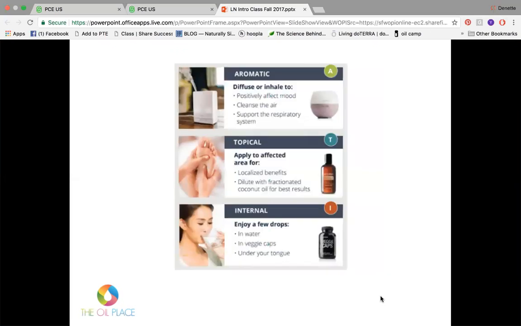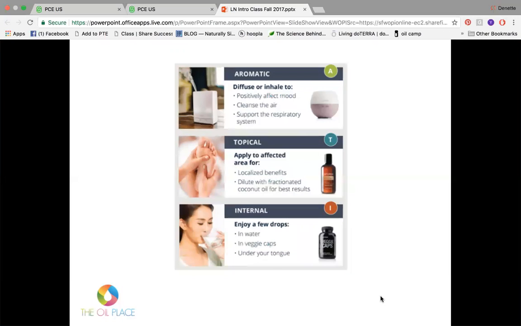So there are 3 ways that you can use doTERRA essential oils because they are certified pure therapeutic grade. I need to make a disclaimer. If you do have any non-doTERRA oils at home, or you do acquire those, this information does not apply to them at all whatsoever. So these 3 ways and the information that I'm giving you in the class is only if you're using doTERRA essential oils.